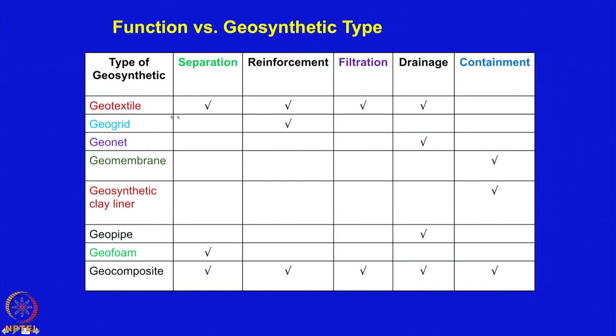The material like geotextile acts as a separation, also reinforcement, filtration and drainage. Geogrid material is used for the reinforced soil wall or retaining wall, that is why it acts as a reinforcement. Geonet material functions as a drainage. Geomembrane is an impermeable material, that is why it acts as a containment. Geosynthetic clay liner is an alternative to the geomembrane, so that is why it acts as a containment. Geopipe acts as a drainage. Geofoam material acts as a separation, and geocomposite acts as a separation, reinforcement, filtration, drainage or containment. So, these are the defined types of function for the different types of geosynthetics material.